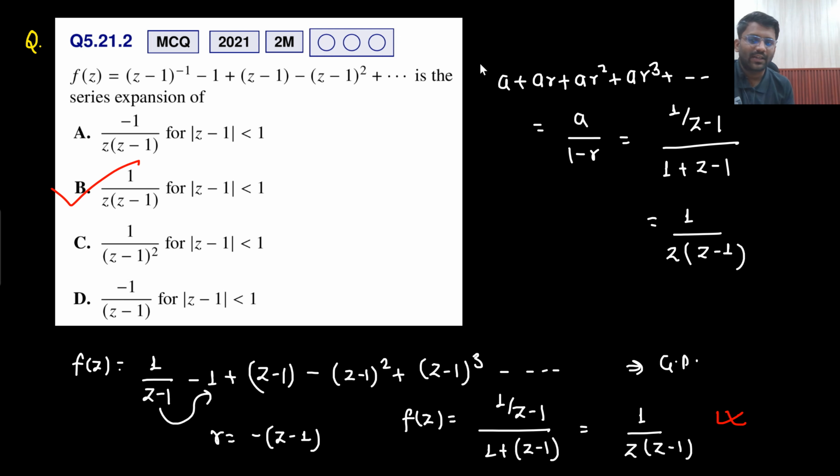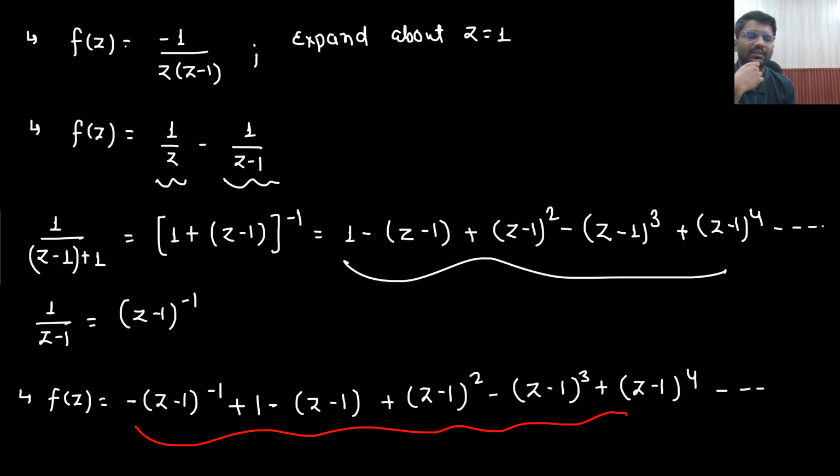So how would you solve these kind of questions? Simply, you will treat them as GP and write down the answer. Treating them as GP, this is the answer that I am getting, job done. So option B is correct. Well and good. Okay, so this is done.